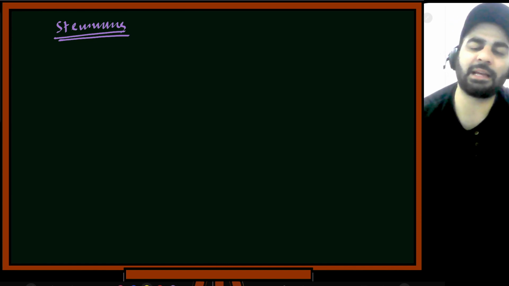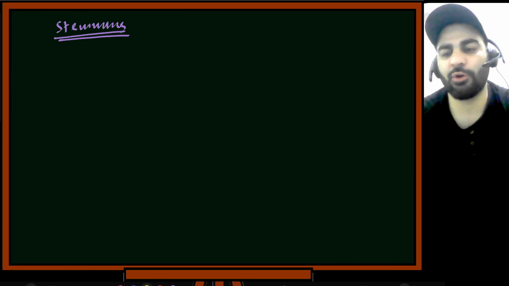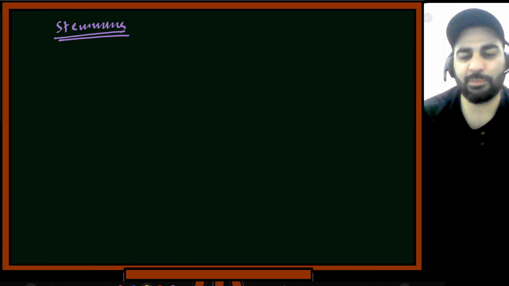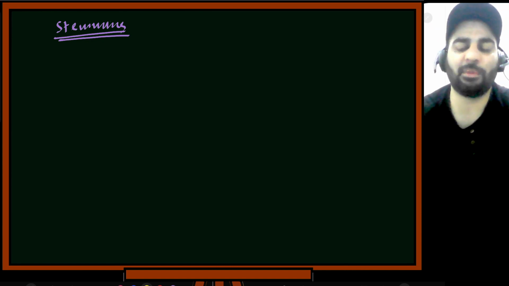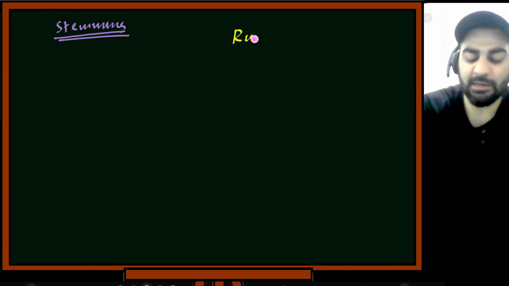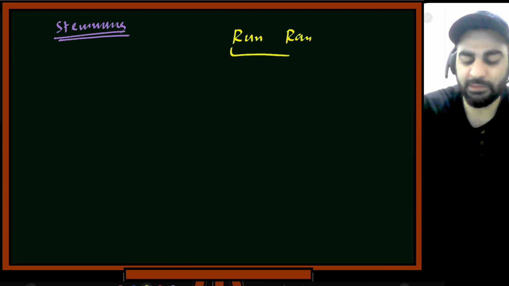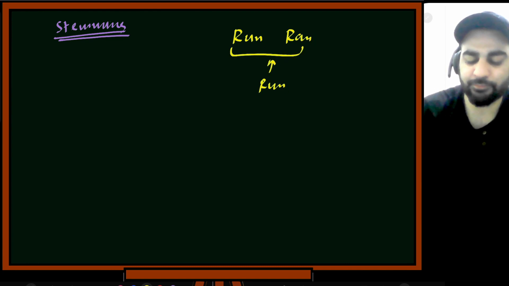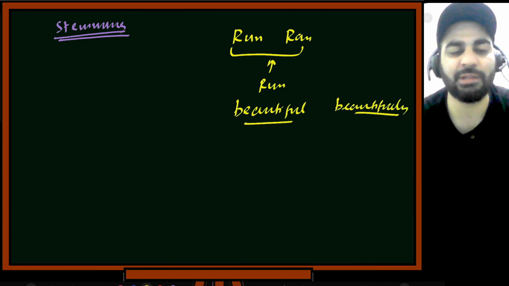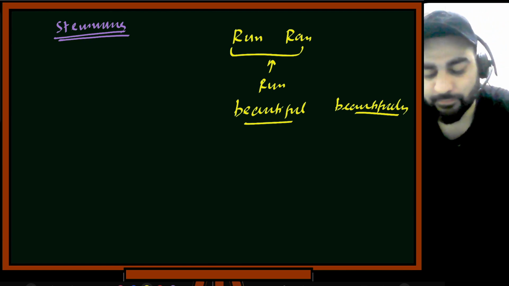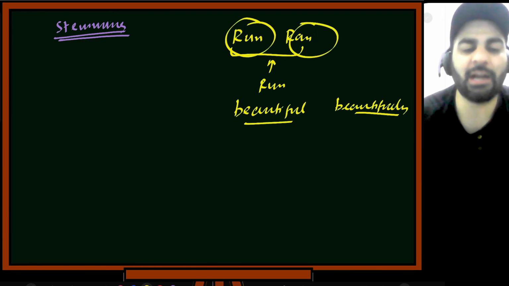Stemming is a text normalization technique. Let's suppose you have a word. In the previous example I said that bag of words has a problem. If there are words like run and ran, they have the same root word run. Or if you see beautiful and beautifully, both of these words have the same stem word. That's why it's called stemming. So for these words, we write the root words instead.